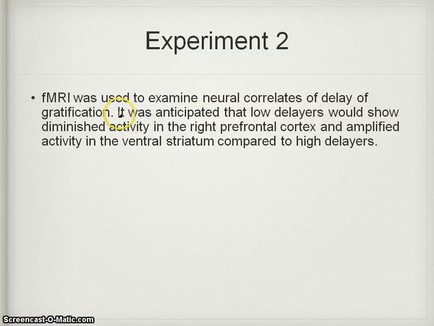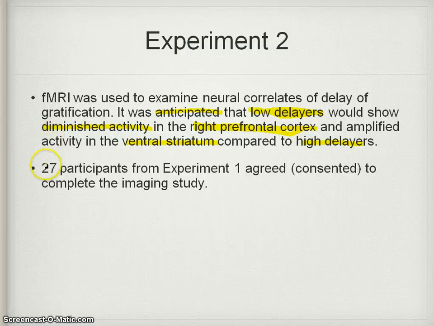And a little hypothesis for the experiment. It was anticipated by the researchers that the low delayers, those who couldn't stop themselves when they were kids going for that cookie, would show diminished activity in the right prefrontal cortex. So in that frontal gyrus, you would have low levels of activity compared to the high group, and amplified activity in the ventral striatum. Compared to the high delayers, they're going to have more activity going on in the middle of their brain compared to the frontal cortex.